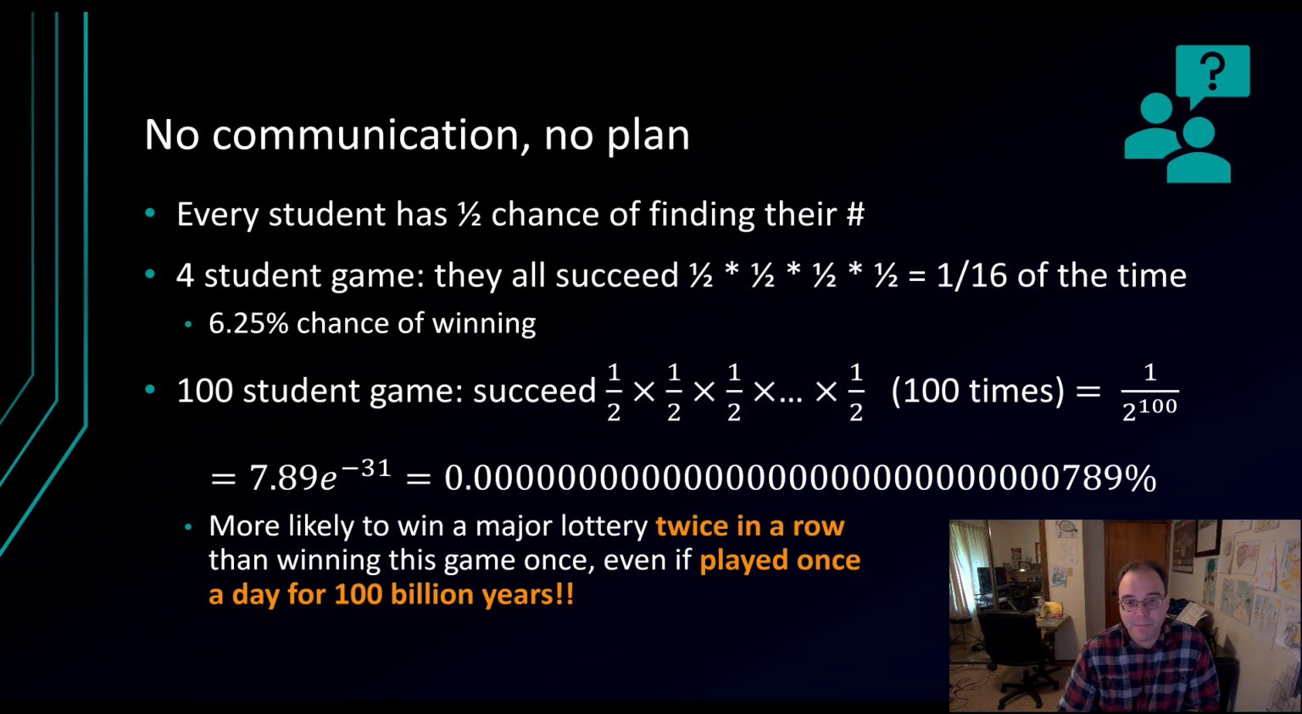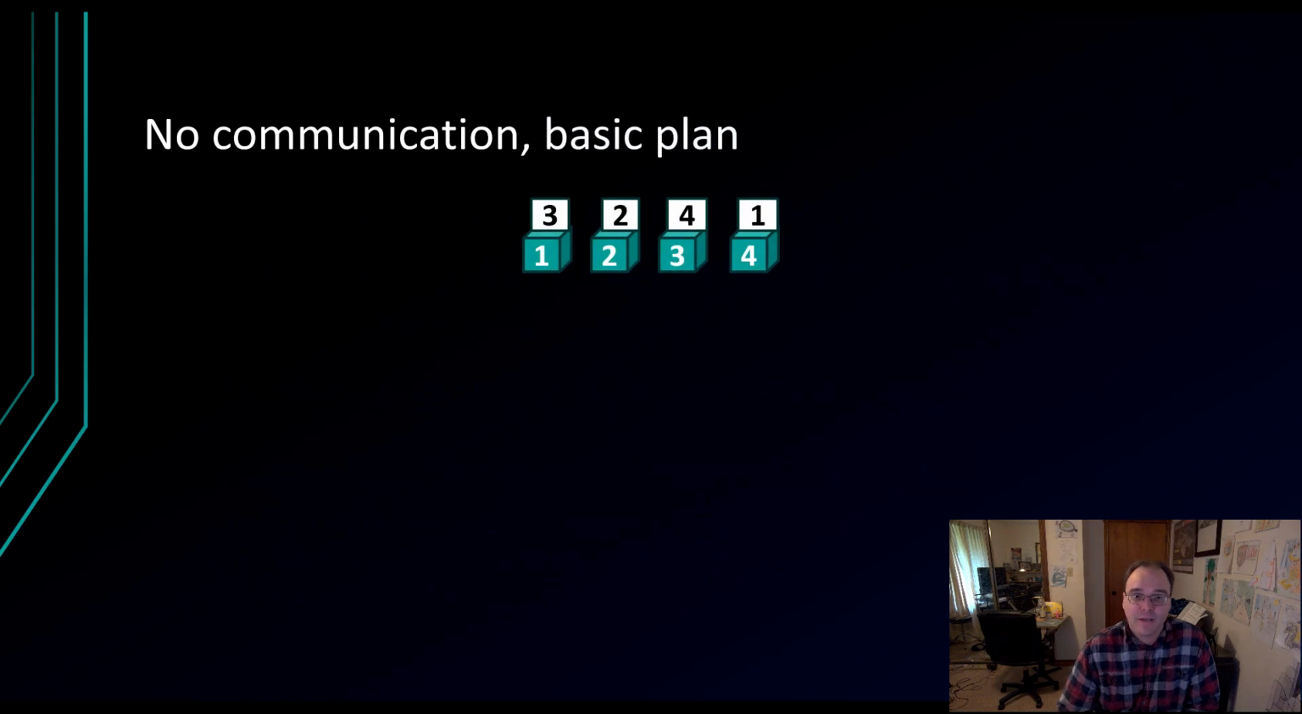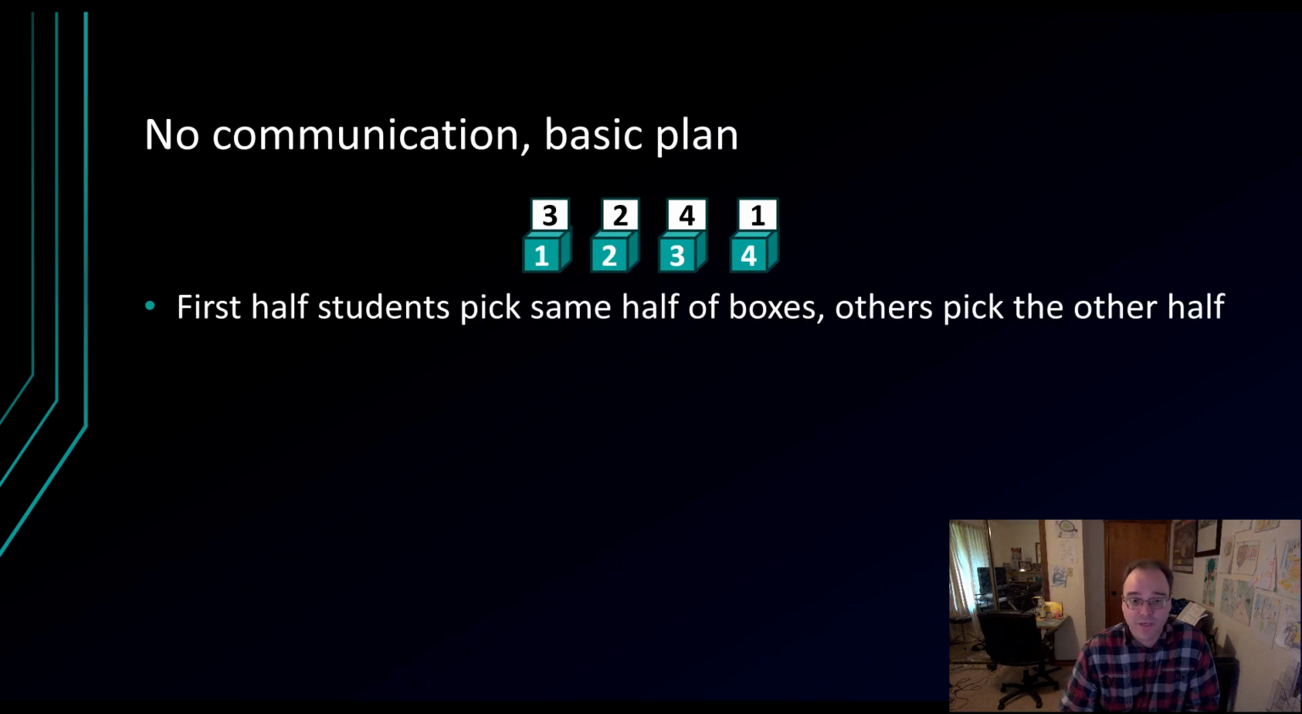So what if they had a basic plan? What is this basic plan? They still aren't allowed to communicate, but the 4 students get together beforehand, and rather than just staring dumbly at each other and then starting the game, say, you know what? What if the first half of the students, 1 and 2, just pick the same half of the boxes, and the other 2, you pick the other half. So what might this look like? Well, let's say students 1 and 2 decide, we're going to pick the even boxes. Students 3 and 4, you pick the odd boxes.